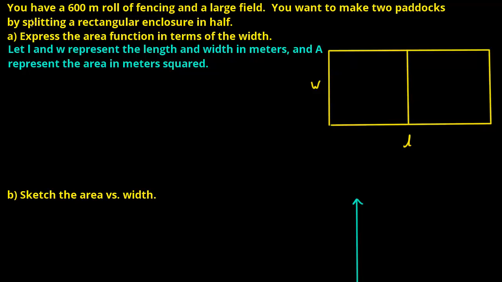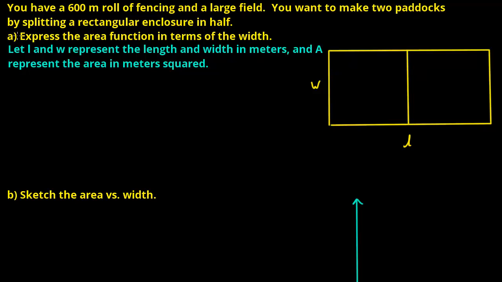Hi everyone, in this video we look at a problem involving functions and it involves a quadratic function. So here it says in the problem you have a 600-meter roll of fencing and a large field. You want to make two paddocks by splitting a rectangular enclosure in half, and here we're going to assume that the person that's building this enclosure is going to use up all of the fencing.